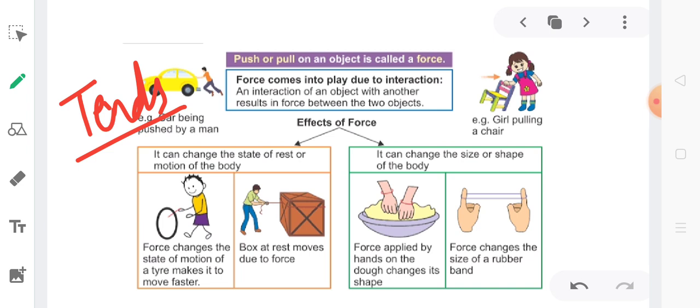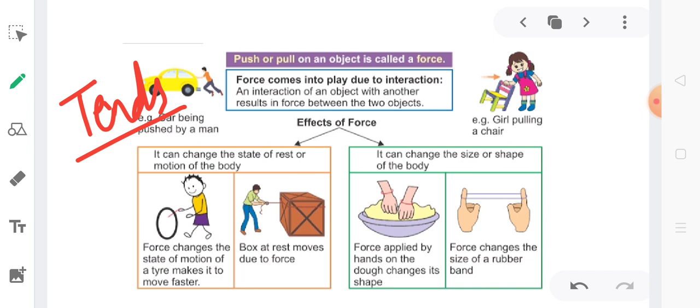Like force changes the state of motion of a tire, makes it move faster. Now, it's a common game that you find small children playing. They like rolling a tire with the help of a stick. Or you can see in the next picture, a box at rest moves due to force.